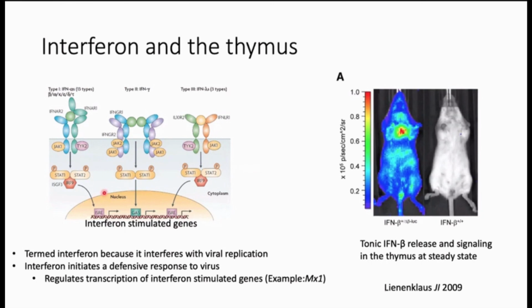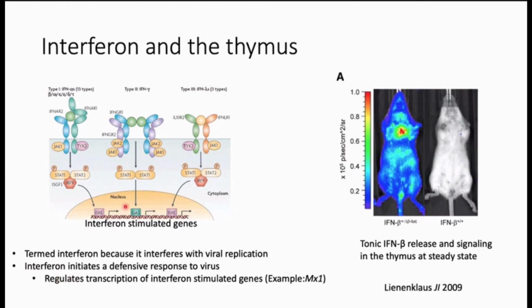And so first I want to talk about interferon. Interferon is a set of proteins that can be separated into 3 distinct types: type 1, type 2, and type 3. They are separated by which heterodimer receptor they interact with. So there's the IFNAR for type 1, the interferon gamma receptor for type 2, and the interferon lambda receptor for type 3. And these proteins are termed interferon because they interfere with viral replication. They're secreted by cells when they've been infected with virus, and they help to shut down viral proliferation and survival. And so interferon really initiates a defense response to virus.